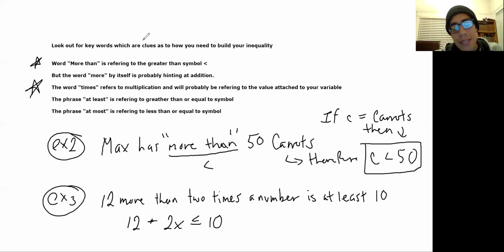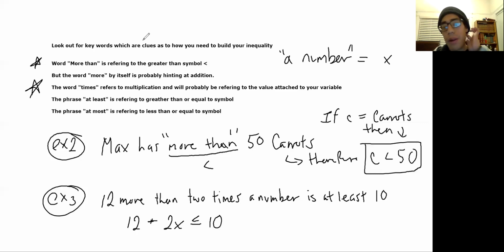If you see the word times, it's usually going to refer to multiplication, and it's referring to your variable. Whenever they say times a number, if they specifically say a number, they're referring to your variable, your x, your y, whatever your variable is. It can be anything, but they're making reference to your variable. And you know you're going to have that number in front of the x. That's how you can figure out what's in front of the x.